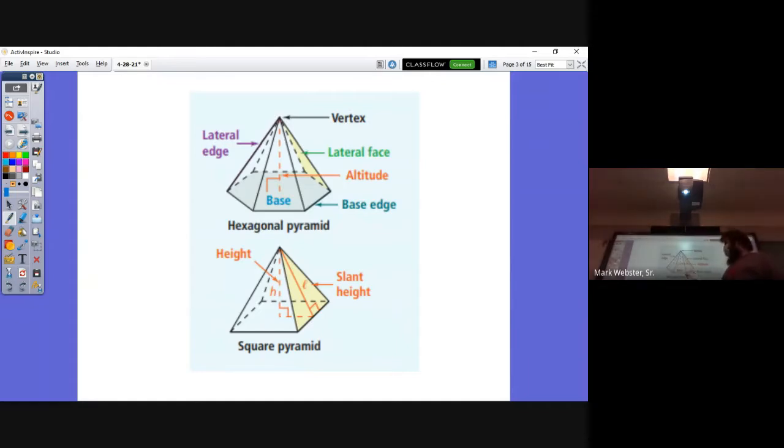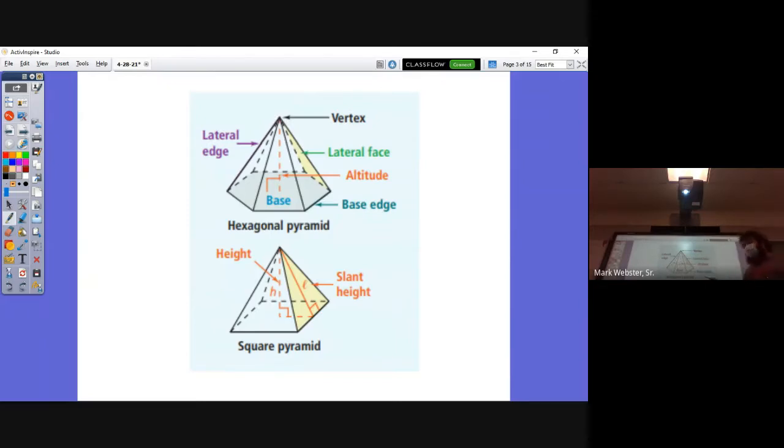Monday, when we had a prism, there were 2 bases, a top and a bottom, right? Today, there's only 1 base. On Monday, with the prism, because they had the 2 bases, top and bottom, all these lateral faces were rectangles, right? But now, since they all come to a point like this, they aren't rectangles anymore, they're triangles, right? So this is going to change how we have to figure out the pieces.